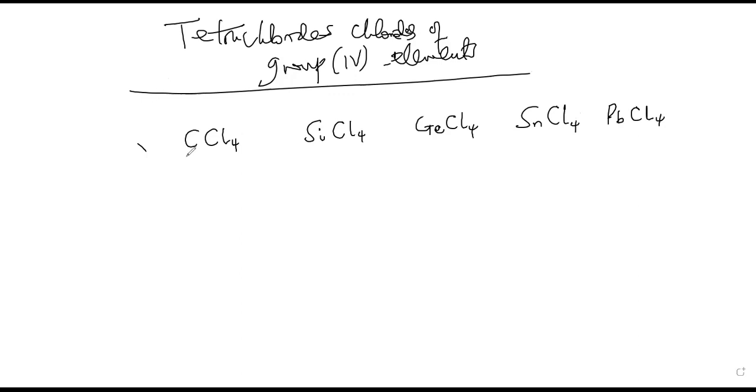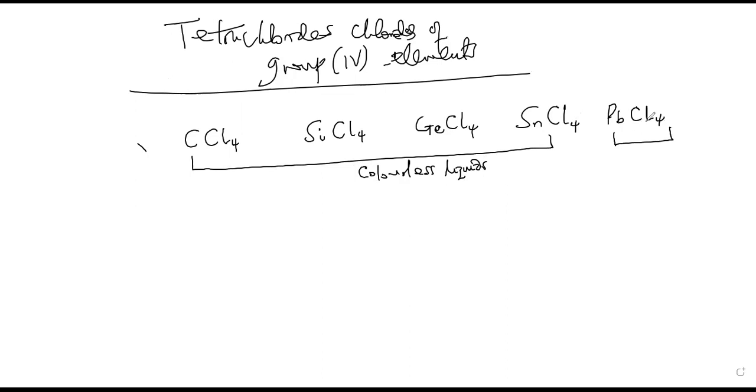For the case of physical state, from carbon tetrachloride up to tin tetrachloride, all these ones are colorless liquids. They appear in a liquid state. Whereas lead tetrachloride is a yellow liquid. These are the physical states of these chlorides.